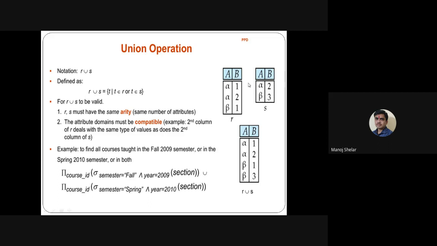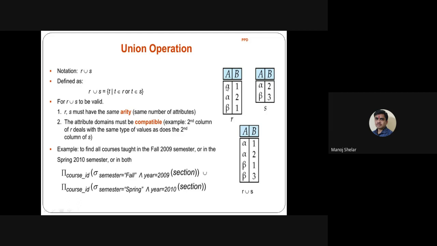Simple. And here, suppose R is one relation and S is another relation, and here R union S. A and B are common in both. So alpha 1: the A value is alpha and the B value is 1. So what is the R value? A value is alpha, B value is 1. Okay, so alpha 1 stays as it is because of the union operation.